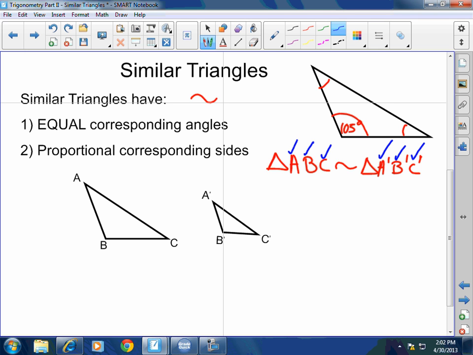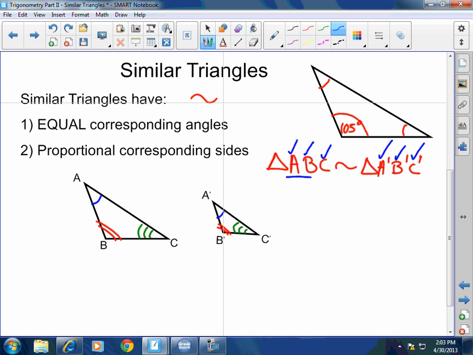That simple. Okay? So, for this to be similar, angle A must be congruent to angle A prime. Angle B must be congruent to angle B prime. And angle C must be congruent to angle C prime. Just the way it has to go. And then, similar triangles have proportional corresponding sides. Let's look at the corresponding sides.